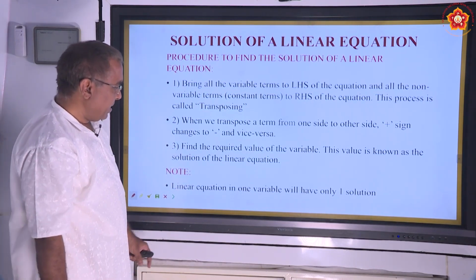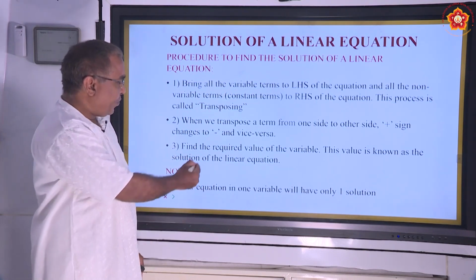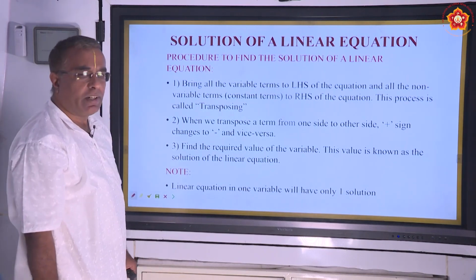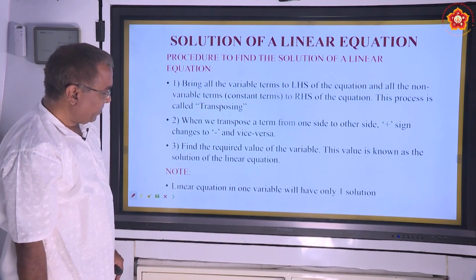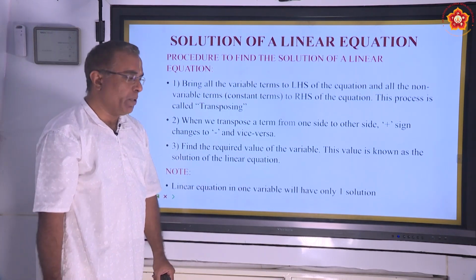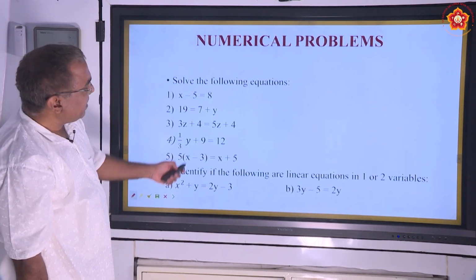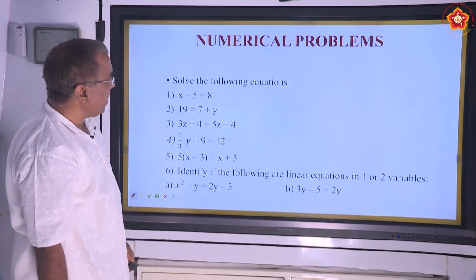After doing all these transposing processes, we need to find the required value of the variable. This value we call the solution of the linear equation. And as I have already told you earlier, a linear equation in one variable will have only one solution. Now, let us discuss some problems. x minus 5 equals 8.